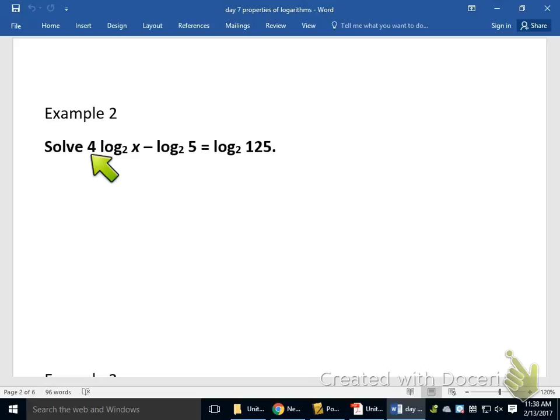The first thing I'm going to do is deal with this coefficient. Anytime you see a coefficient on a logarithm, make it a power. So it'll be log base 2 of x to the 4th power. Second thing, I'm going to deal with the difference. Whenever I see a difference, when do I subtract exponents? It's when I divide. So I'm going to condense this down as a single logarithm, log base 2 of x to the 4th divided by 5. So that difference just became the division of the two logarithms.